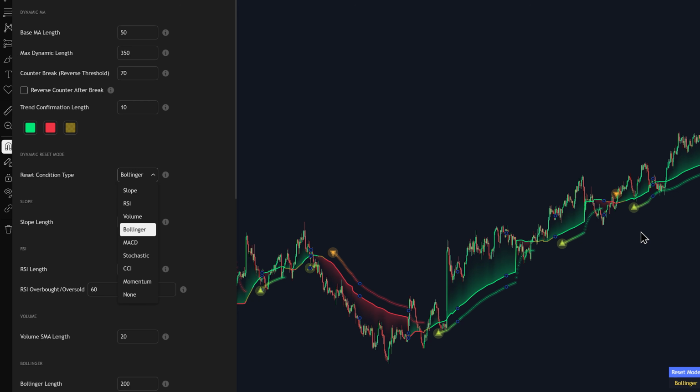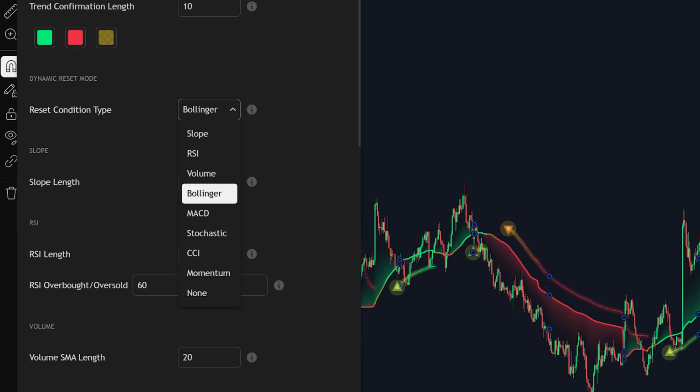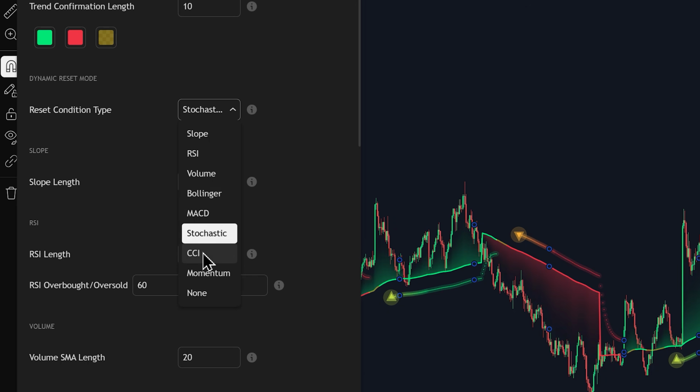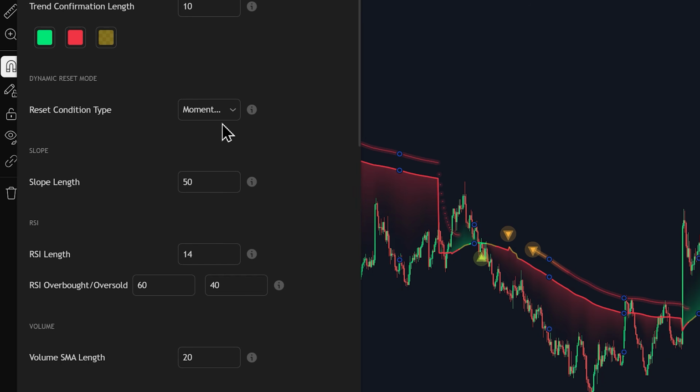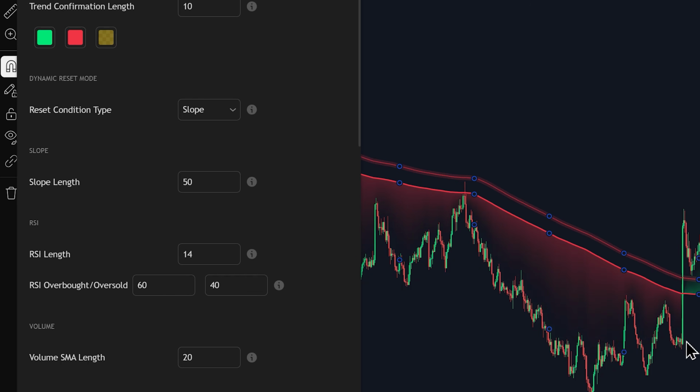On top of those, there are other modes like MACD-based resets, stochastic-based resets, CCI-based resets, and momentum-based resets. They all follow the same idea. You pick what you believe defines a trend change: slope, momentum, volatility, volume, or overbought or oversold, and the moving average adapts around that definition.